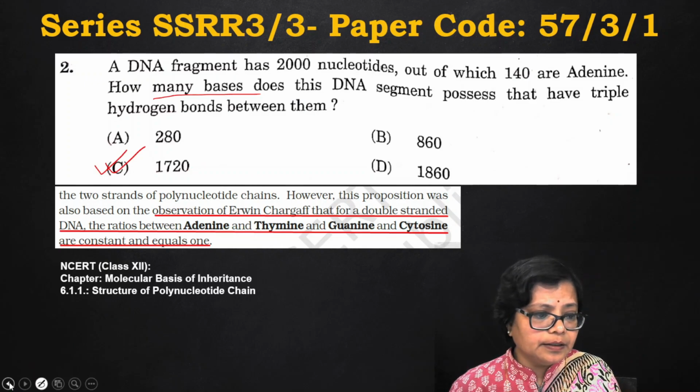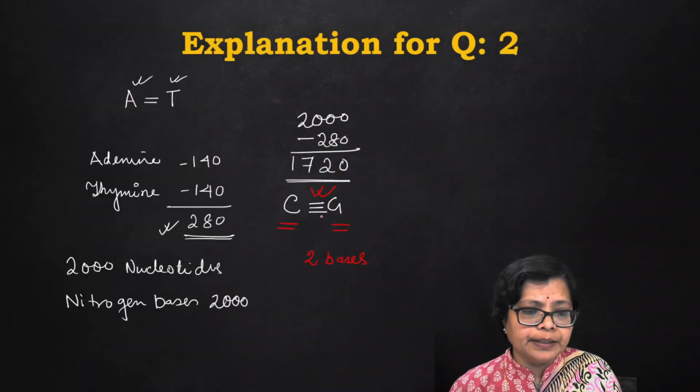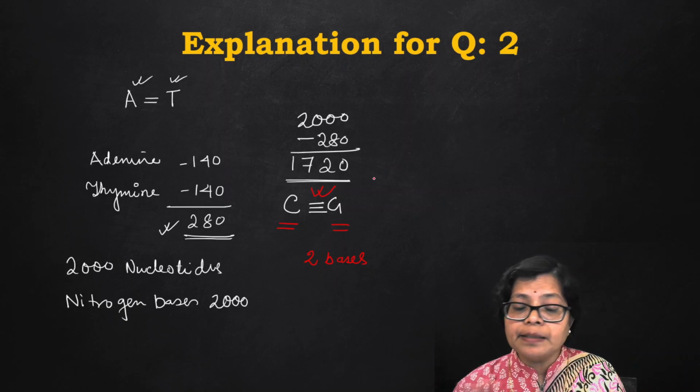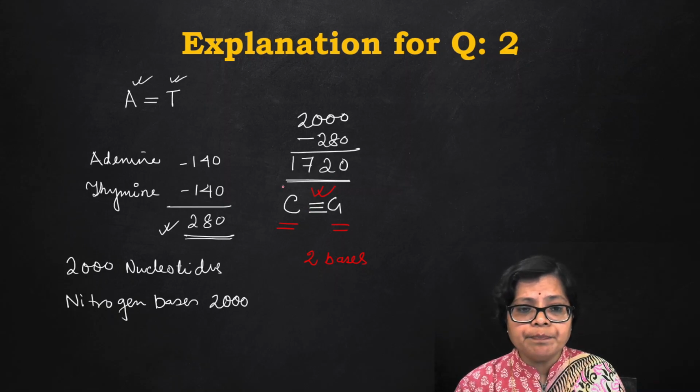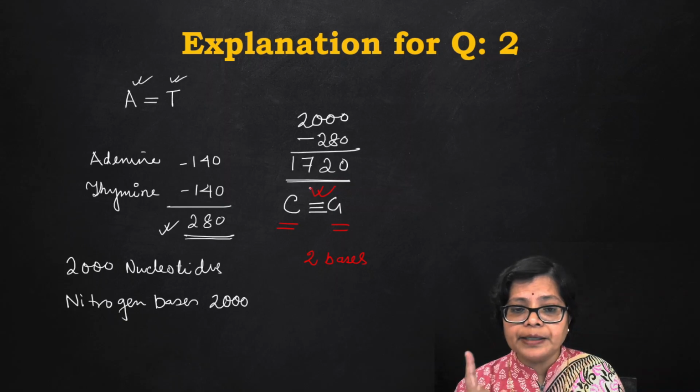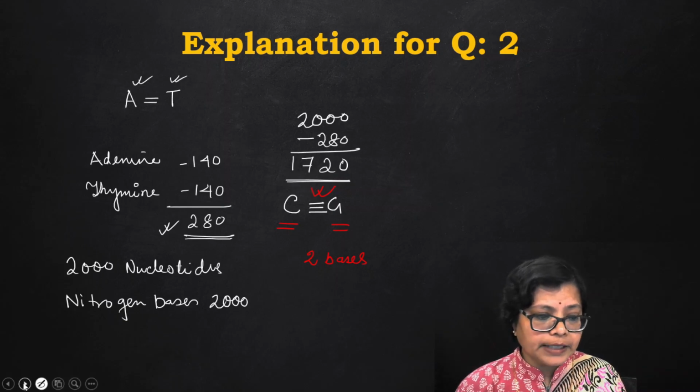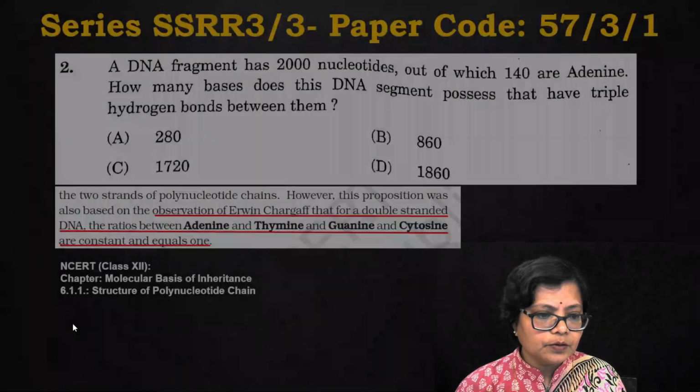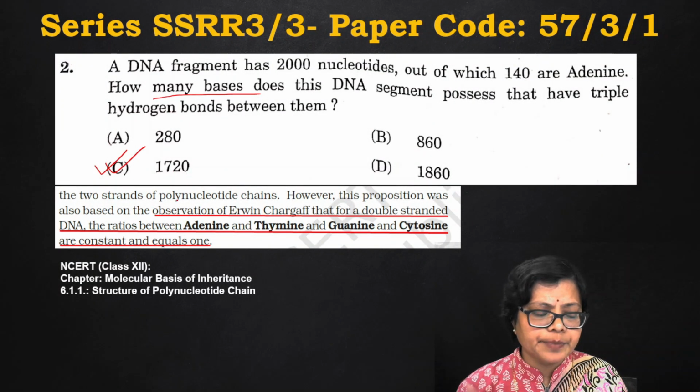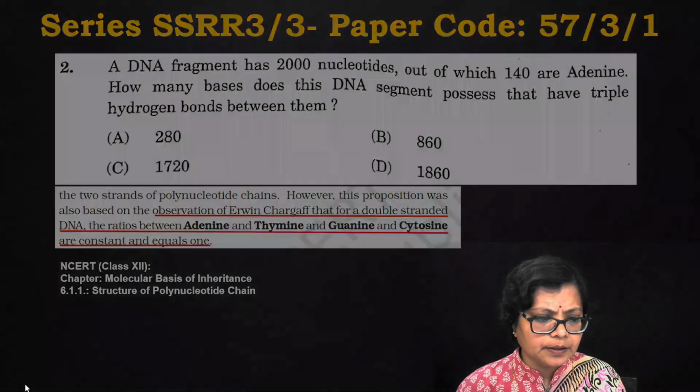If the question paper had given how many base pairs, then it could be 1720 divided by 2. But here the base pair is not asked. For one triple hydrogen bond, how many bases? 2 bases. So simply no division by 2. Simply we have to write down 1720. So that is a tricky question. The correct answer will be C, 1720. I hope this part is clear. Now the next one.